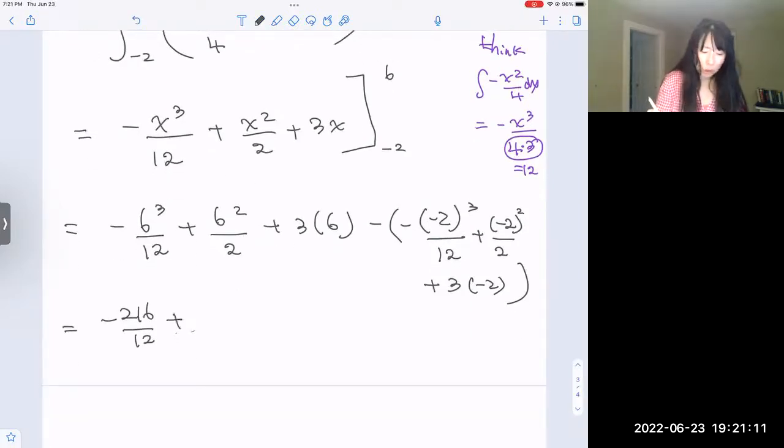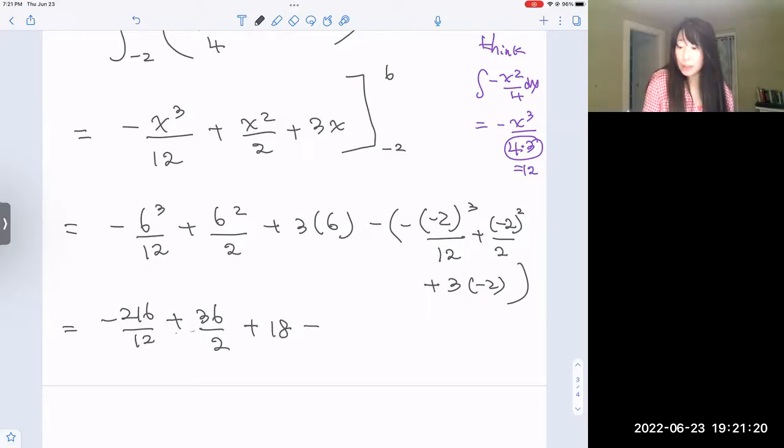And plus 2 squared, which is 36 over 2, plus 18 minus. Okay, negative 2 to the third power is negative 8, and positive, so it's 8 over 12. And negative 2 squared, which is positive 4, minus 4 over 2. And the last term, which is negative 6, but positive, but negative 6, correct?